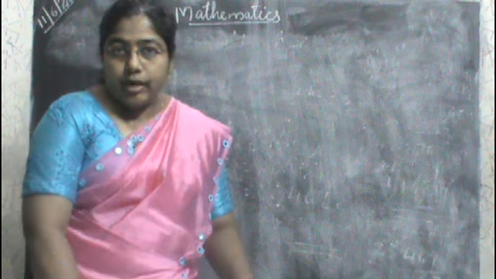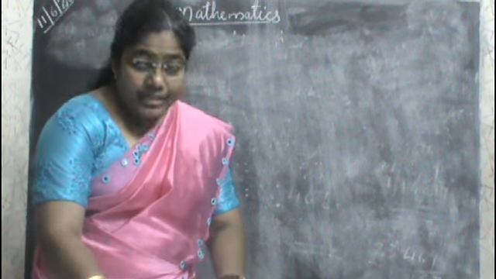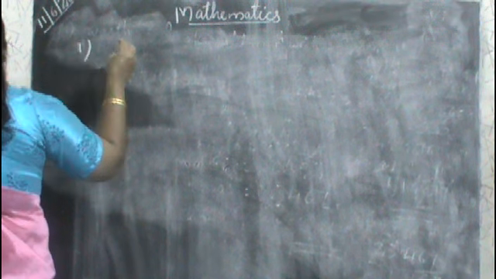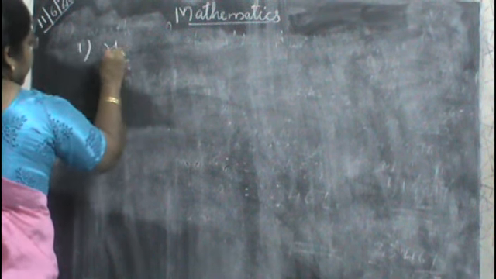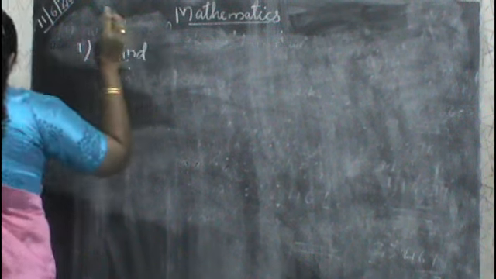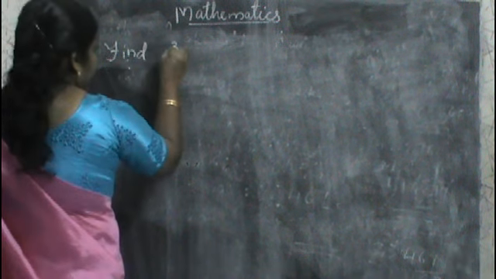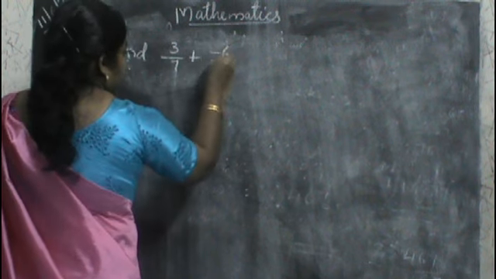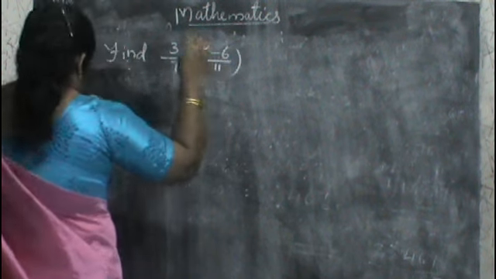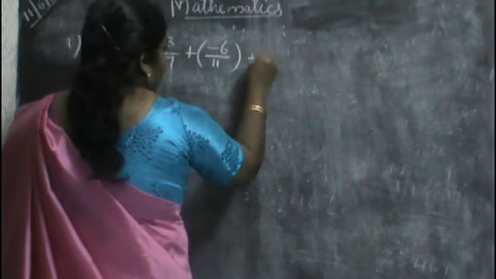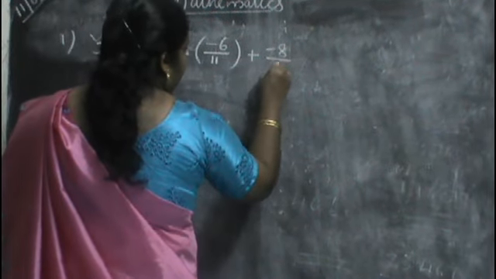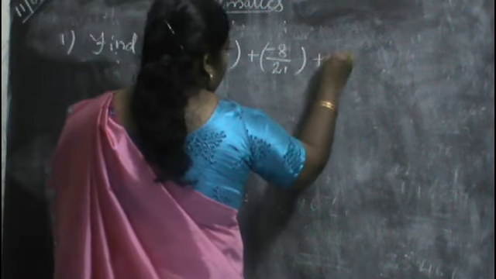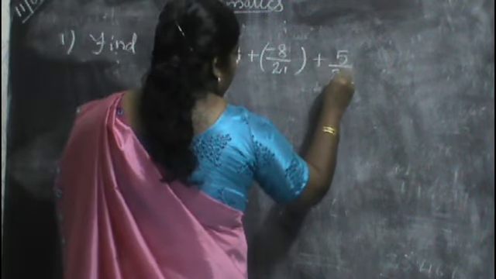Today, let us start problems. First question. Number 1. Find 3 by 7 plus minus 6 by 11 plus minus 8 by 21 plus 5 by 22.